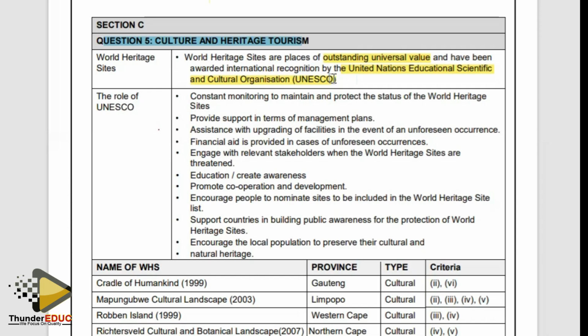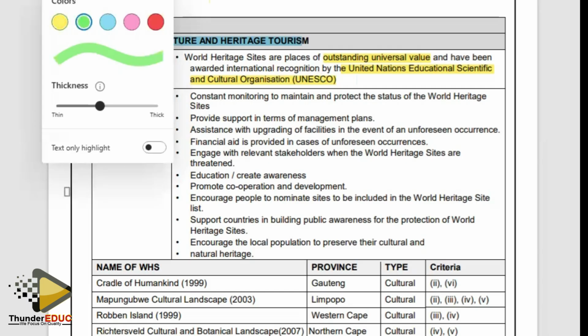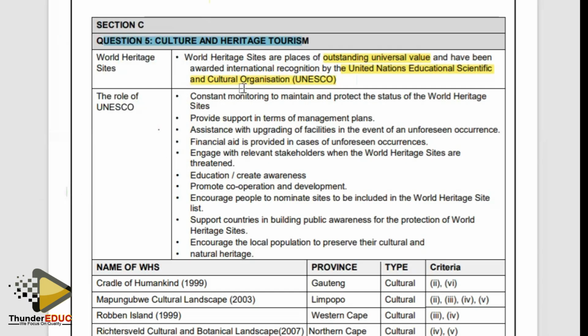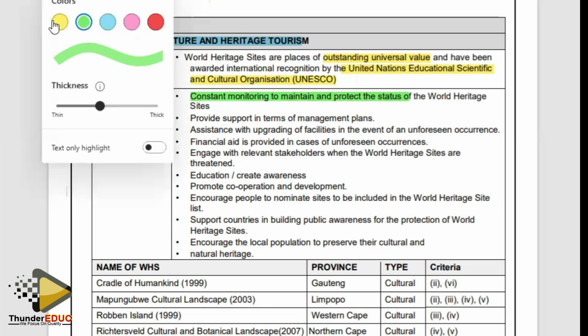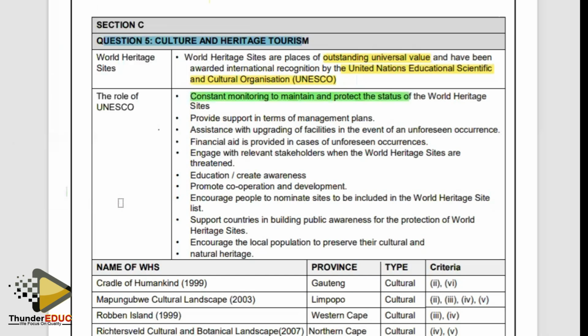Another thing which you need to know is the role of UNESCO. What is the purpose of this organization? UNESCO has so many functions. The first thing is it monitors, maintains and also protects the status of World Heritage Sites. How do they do that? They provide support in terms of management plans. They suggest plans which can be used to manage those particular sites.